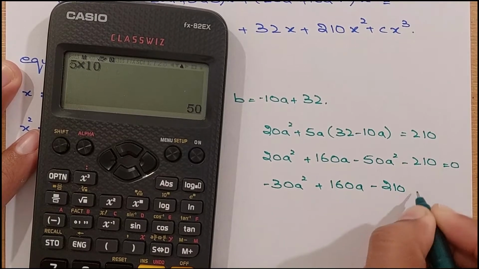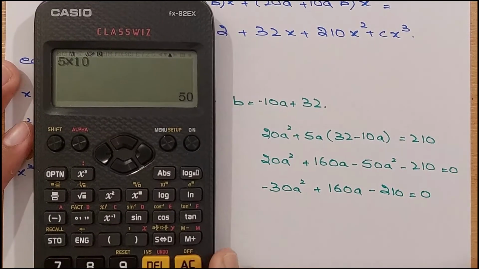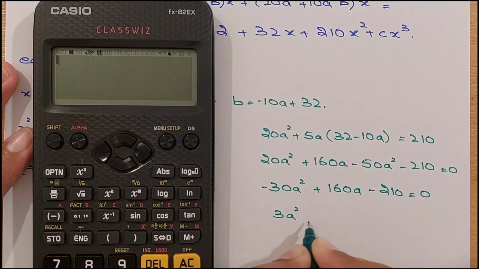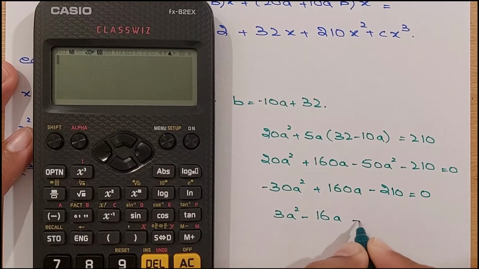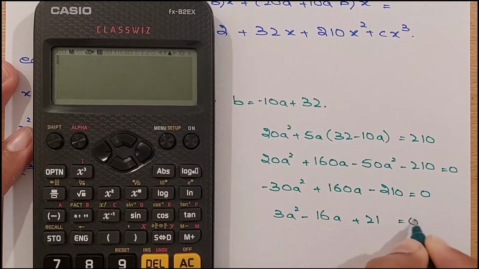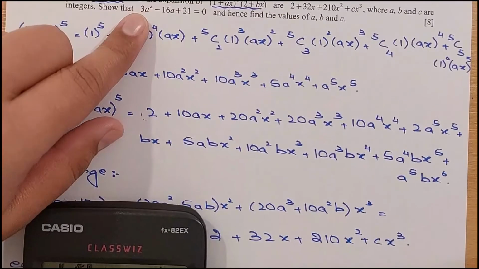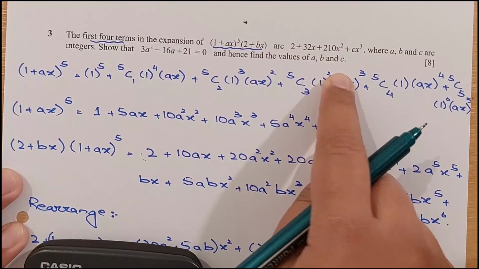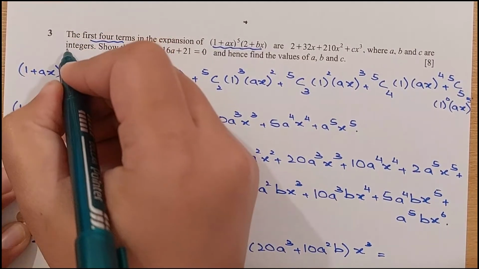This is equals to 0. So let me divide by negative 10. So we have 3a square minus 16a plus 21 is equals to 0. So we have shown that 3a square minus 16a plus 21 is equals to 0, and hence we have to find the values of a, b, c, and keep in mind that a, b, c are integers. We have to pick the integer values, right?